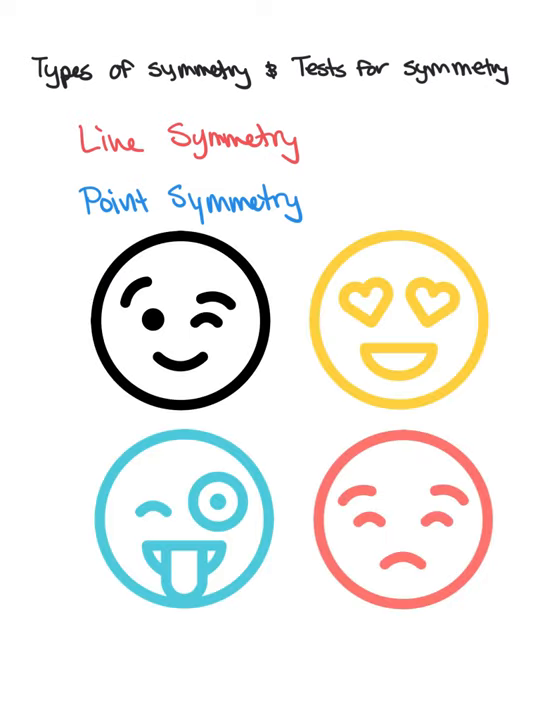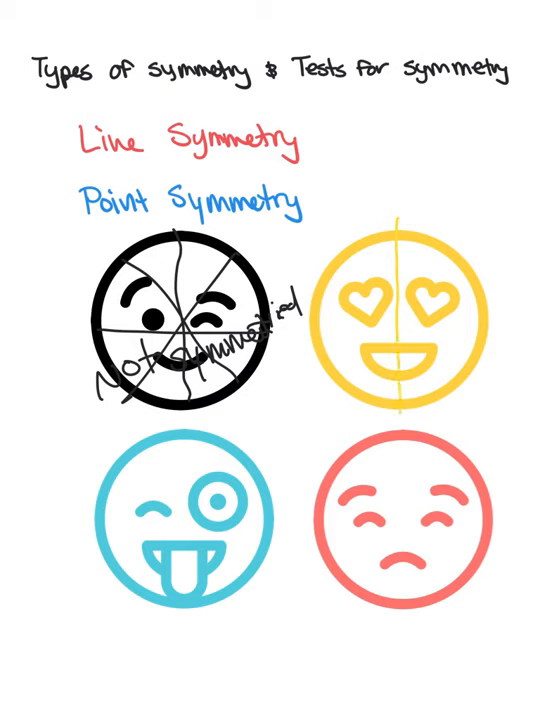Okay, so I have 4 different emoji faces here. I have the winky face, the hearty face, the frowny face, and the silly face. So if I take the winky face, there's no line that I can draw in this and fold it where it matches up. So this one actually has no symmetry whatsoever. So it's not symmetrical. Okay, but my heart face, if I fold it straight down the middle, then it matches up on both sides. So this has line symmetry.